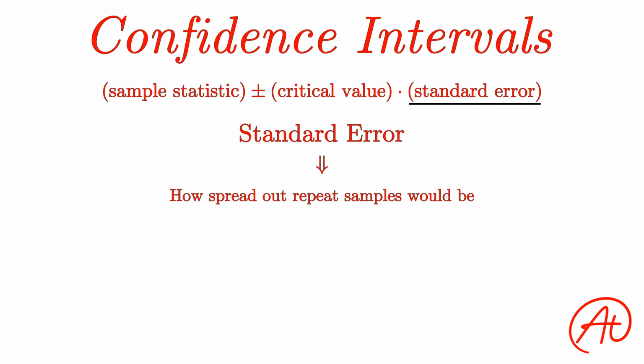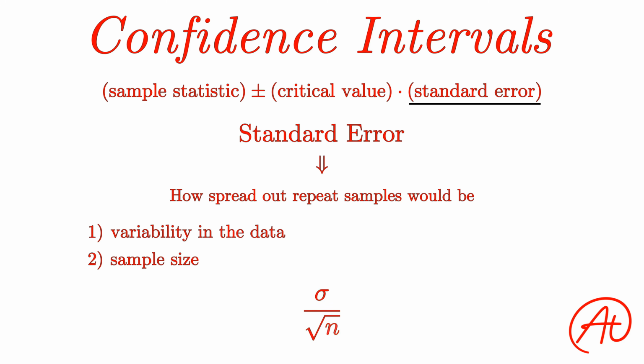The standard error formula for confidence intervals will be different depending on whether you're doing a confidence interval for one mean, one proportion, two means, two proportions, and so on, but they'll always take into account two main things. First, it takes into account the general variability in the data. And second, it takes into account the sample size. To see an example, the standard error formula for one sample means would look like this. Here, sigma is the standard deviation, which is the measure for how much variability there is in the data, and n is our sample size.